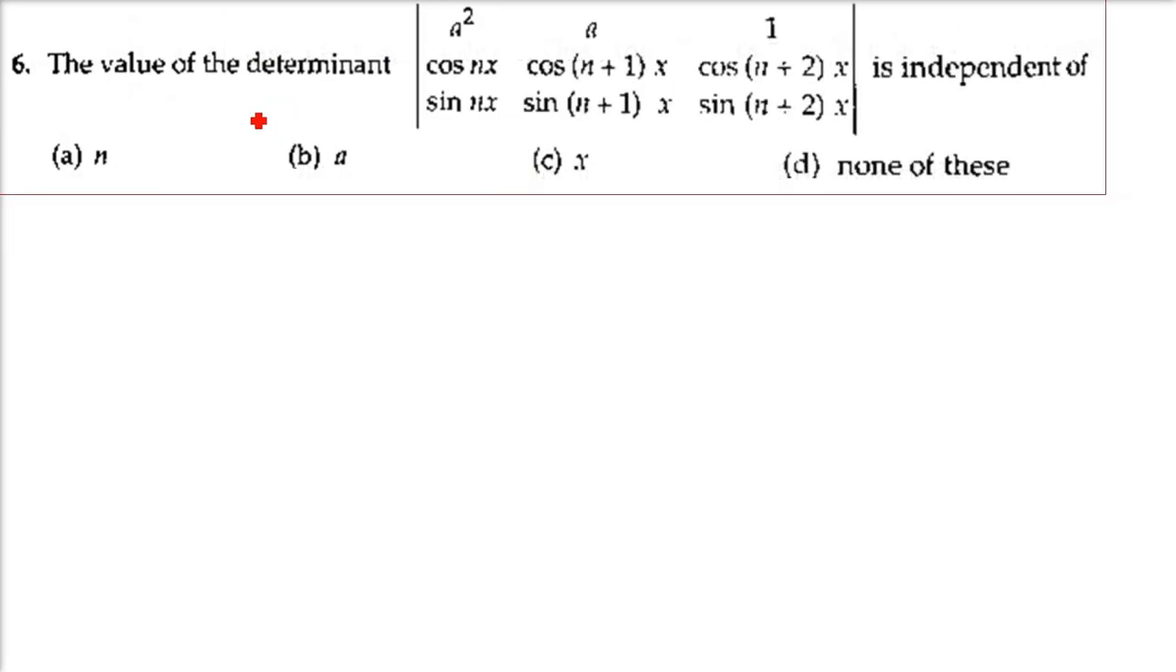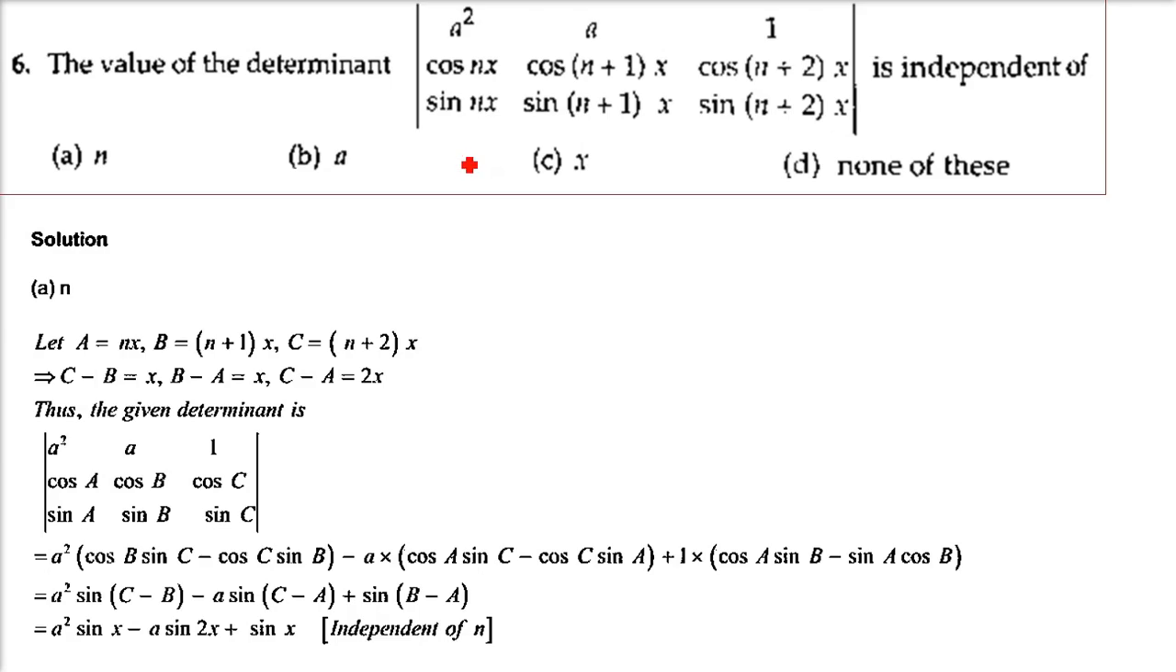The value of the determinant is independent of... So it may be independent of n or x, because A is a constant. There are only two variables, x and n. So let us open it properly.